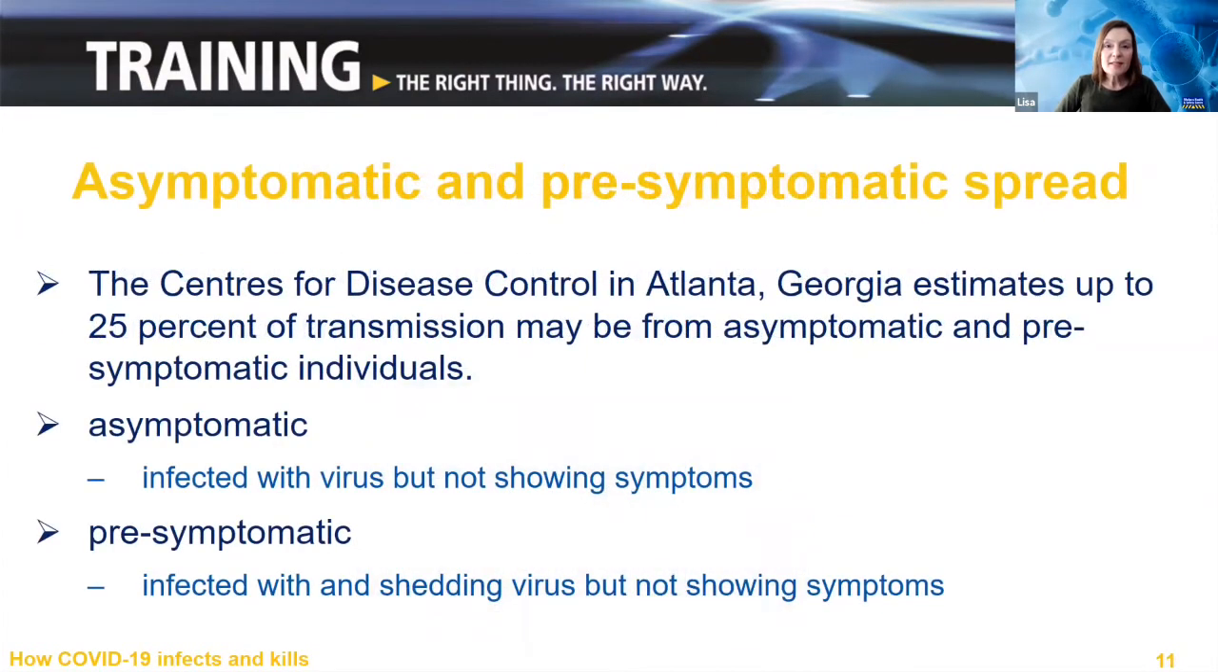The Centers for Disease Control in Atlanta, Georgia estimates 25% of transmission may be due to asymptomatic or pre-symptomatic individuals. Spread by asymptomatic and pre-symptomatic individuals is a key characteristic of the virus and part of the reason it has been so successful in spreading.